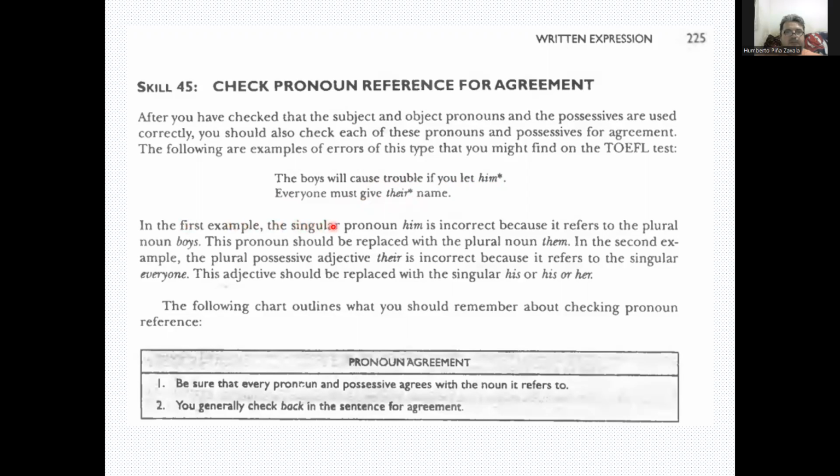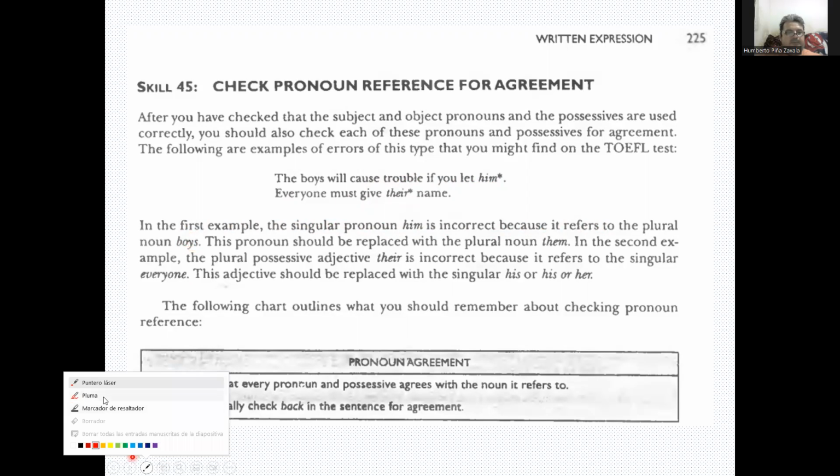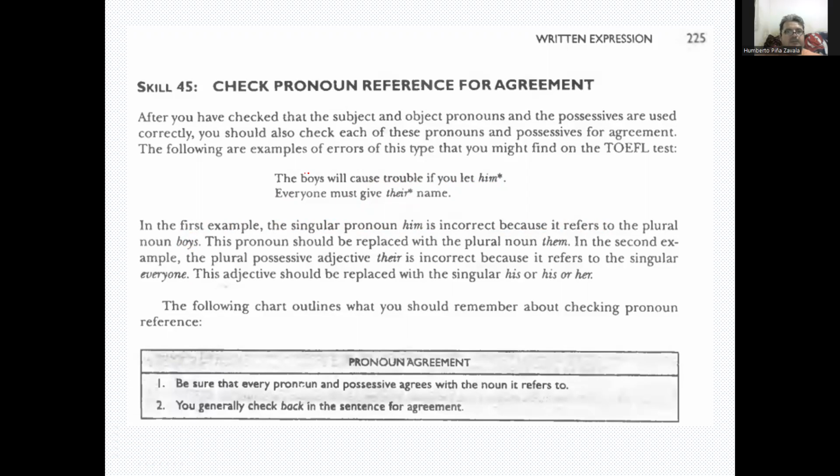In the first example, the singular pronoun him is incorrect because it refers to the plural noun, the boys. So it should be: the boys will cause trouble if you let them. The pronoun should be replaced with them. In the second example, the possessive adjective their is incorrect because it refers to the singular everyone. This adjective should be replaced with the singular his or her.